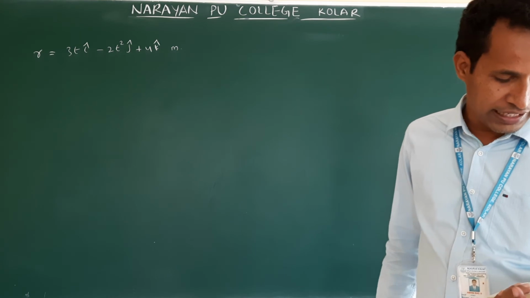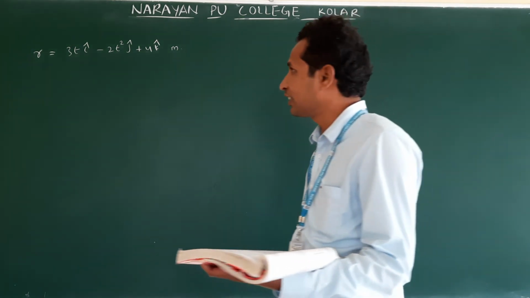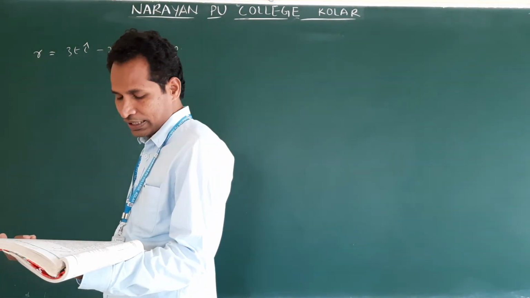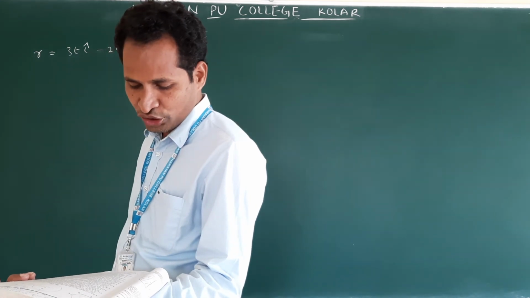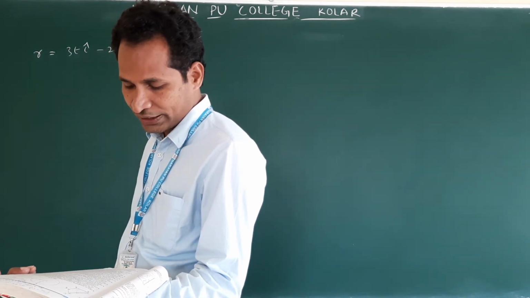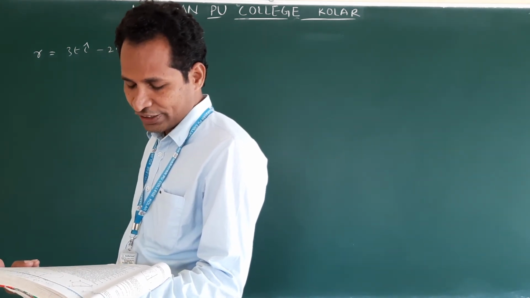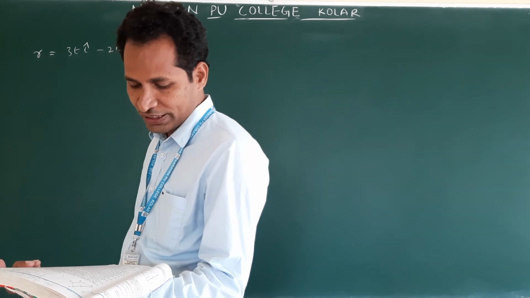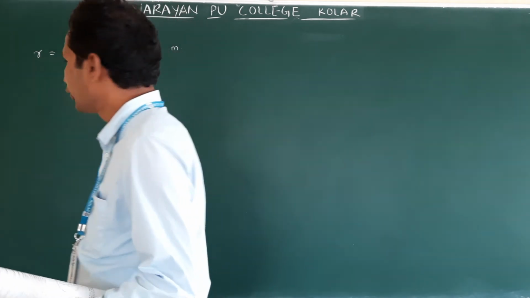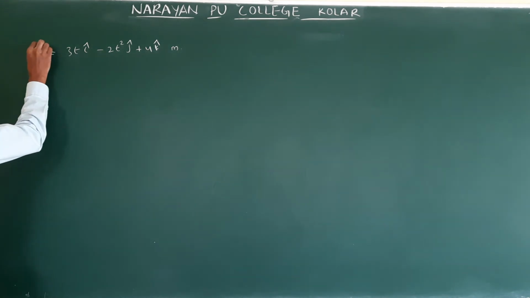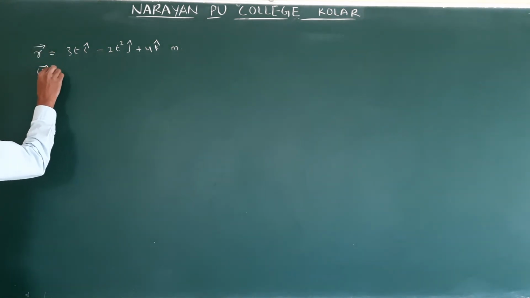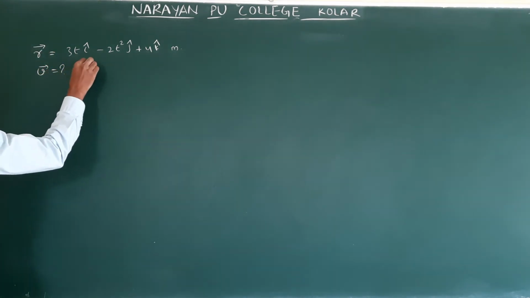Okay, now what did they ask in this question? T is taken in seconds and R in meters. First question, find V and A of the particle. Next, what is the magnitude and direction of the velocity of the particle at t is equal to 2? This is the position vector. They are asking for the velocity vector and the acceleration vector.